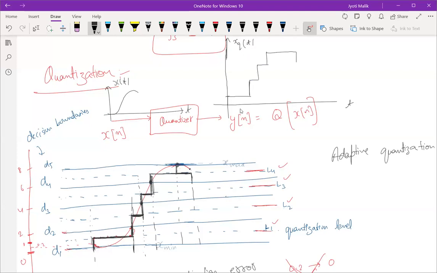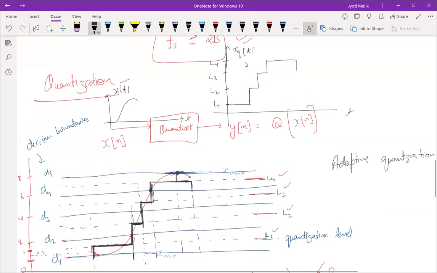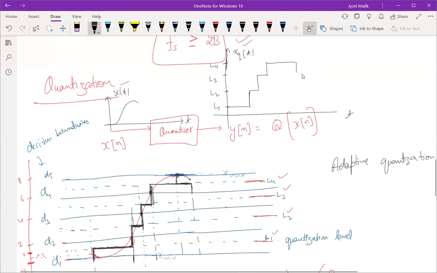You can see this value was our L1, this value was L2, this value was L3, this value was L4. You can see on the amplitude axis how many values it can take. Only 4 values. Even further, if you do it, it might look something like this, but it will take the amplitude out of the 4 given levels only. It might be something like this, but it will be taking only level 1, 2, 3, 4. Amplitude cannot be anything in between.